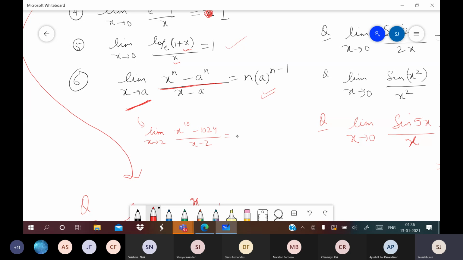So the one thing that I need to do here is write 1024 in exponential form. And 1024 is actually 2 to the power 10. You can do this later on. Okay. Now you will see that the question is exactly of same appearance. In place of a we have 2, in place of n we have 10, and it is exactly comparable. So you write this answer and it is going to be 5120.